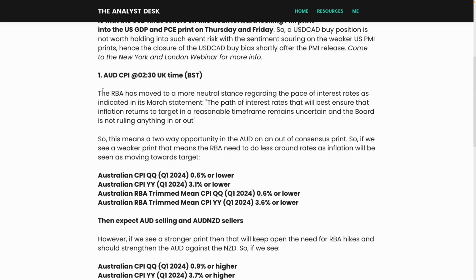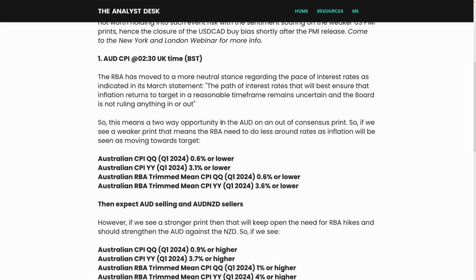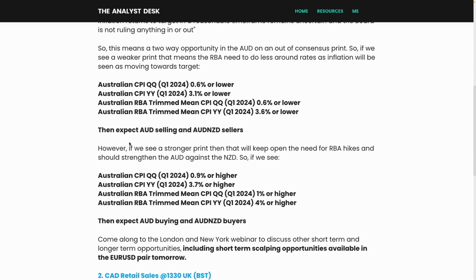Now, the Reserve Bank of Australia have moved to a more neutral stance because they've been saying at the last interest rate meeting that they're not ruling anything in or out with regard to the path of interest rates. So that gives us a much more neutral perspective, and that meant that there would be two-way opportunities on this Australian dollar CPI print.